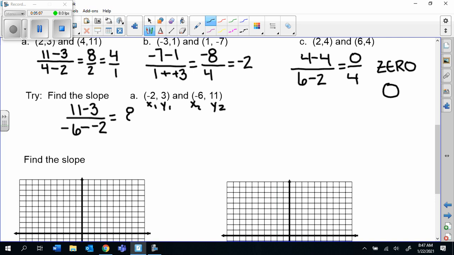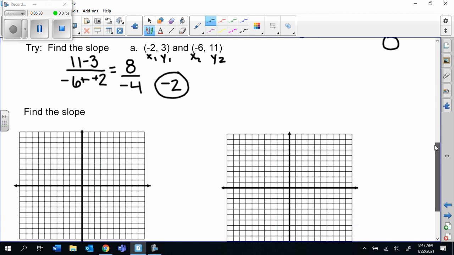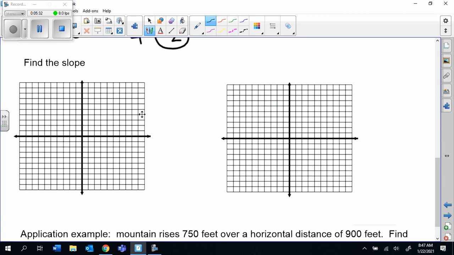So 8. Interesting, I randomly picked this the same as before. And then that's going to go like that. And so -6 plus 2 is -4, and so 8 divided by -4 is -2. So often I could pick any points in the world, and once my head gets stuck on a point, sometimes it comes up over and over and over again.